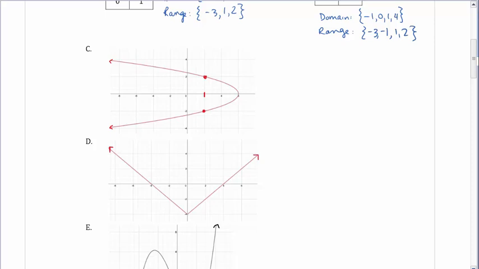This point is the point 2, 2. This is the point 2, -2. So an input of 2 is producing two separate outputs, and you can see that by drawing a vertical line through the graph, and the vertical line hits in more than one point. So if you can ever draw a vertical line that hits in more than one point, it's not a function.